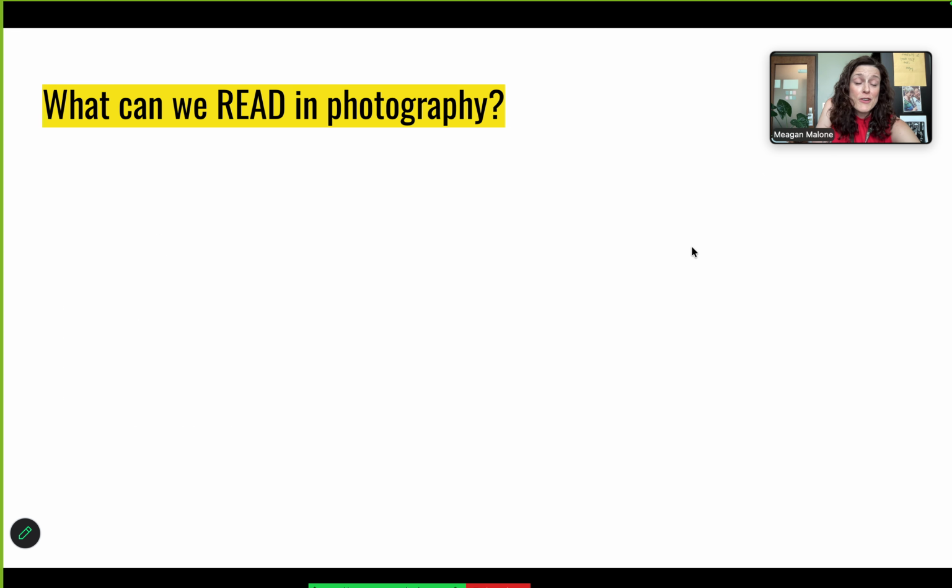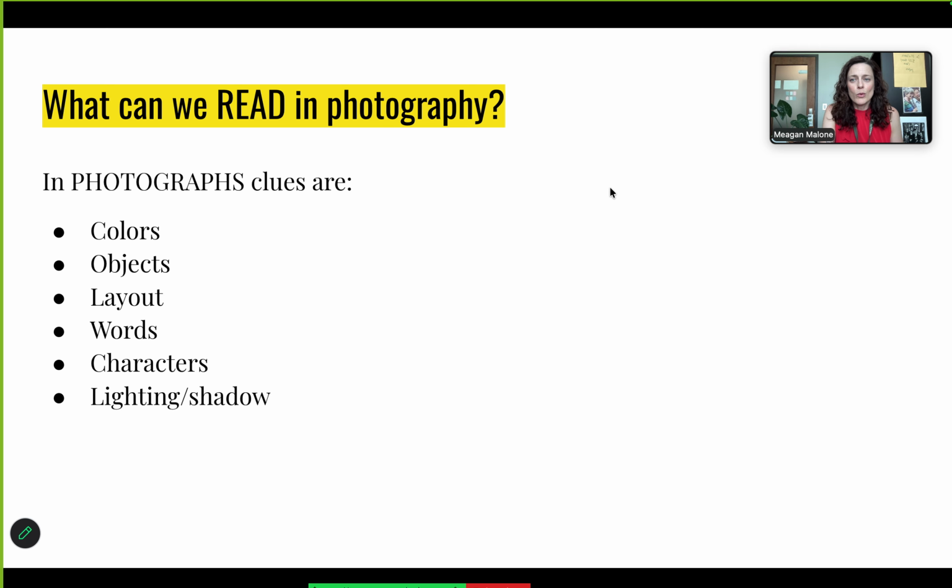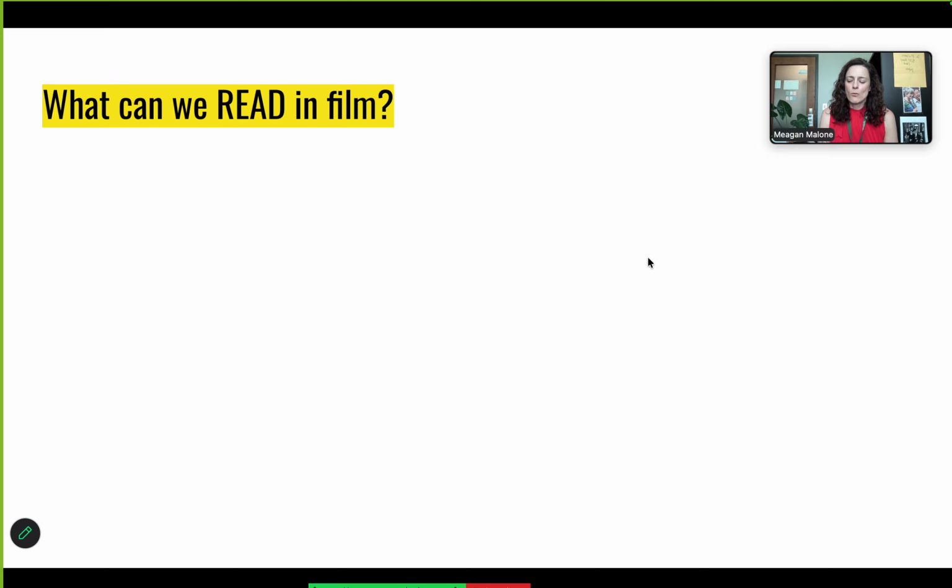What about photography? How do we read a photograph? If by read we mean interpret, we look for all kinds of things. What are the colors? What objects are there? How is it laid out in the visual space? Are there words there? Do we see characters like people? Do we see something that is recognizable to us? What about the way the lighting works? Is it dark? Is there shadow? Is it bright?